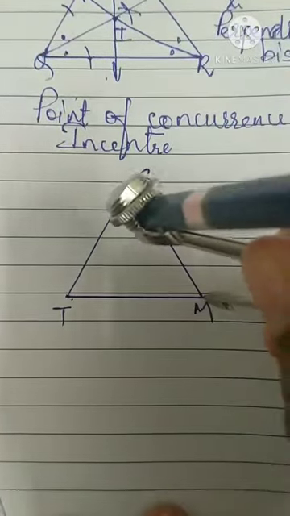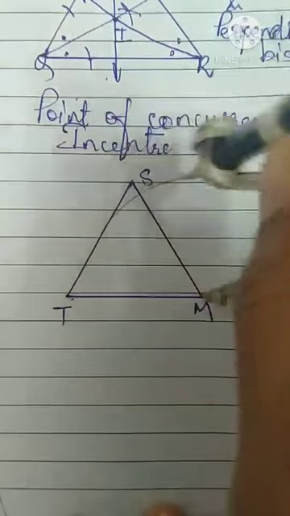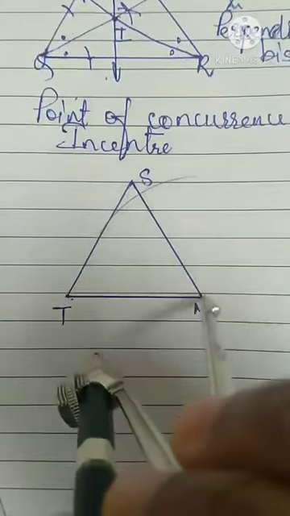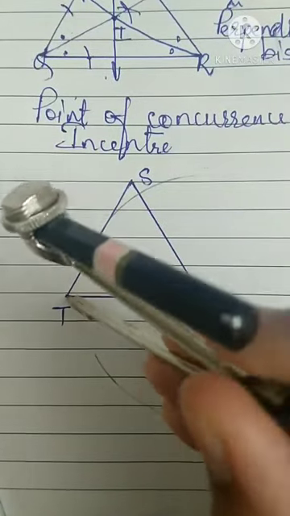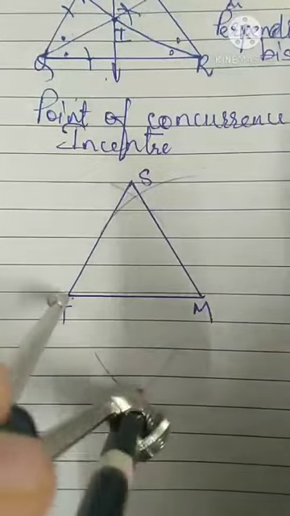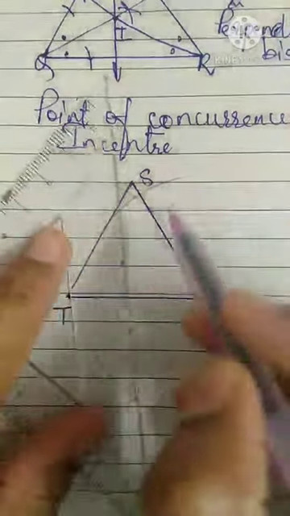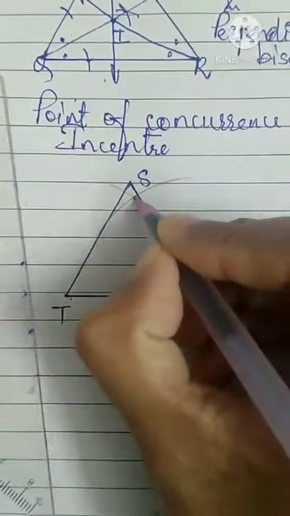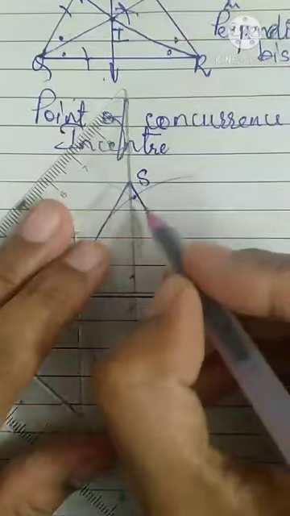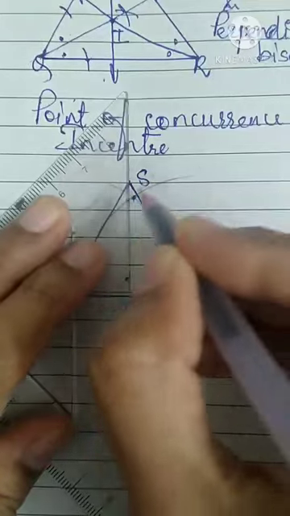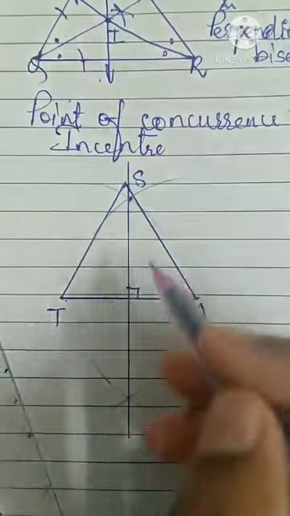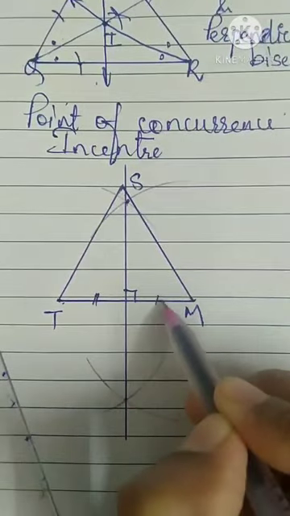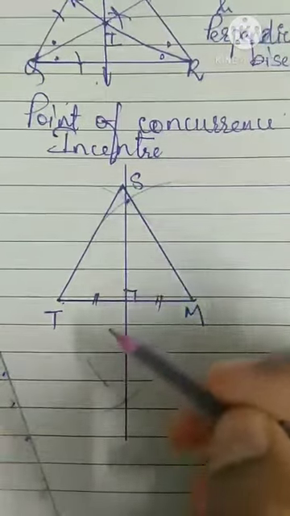So more than half, one arc. Remember? One arc up, one arc down. Then keeping the same measure, you used to keep it at T. Cut the arc. So you got a point of intersection, that is this point and this point. Used to join. So this is our perpendicular bisector, dividing side TM into two equal parts.